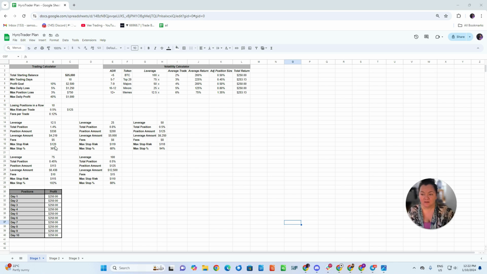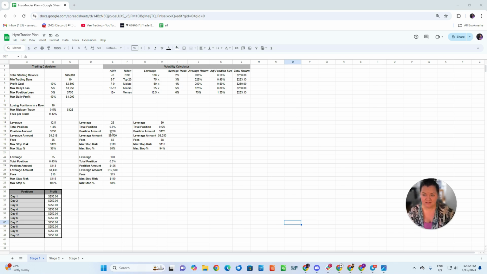Once we've got our max loss here, which is our fees plus risk, it gives us 36%. So for this position size and this token, we're going to risk a maximum of 36%. Because you've only got 12.5x on there, it's going to balance out your volatility with your return. This changes for all of these based on your goal of the amount of leverage and the position size. So we're going for that total return of 250.